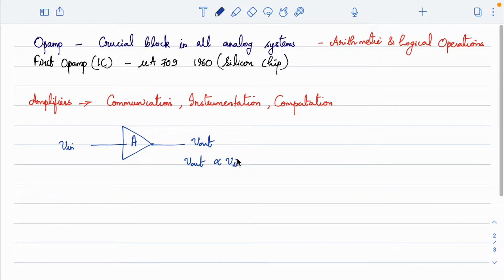Yes, I can see some of the responses in the chat. It can operate on all range of frequency. Yeah, practically op-amp cannot be used for all range of frequency. It has a limitation, like frequency limitation is there. We'll discuss about that. Alright.